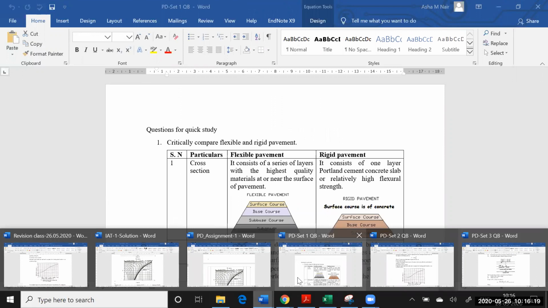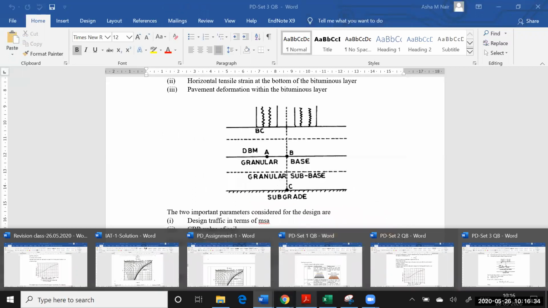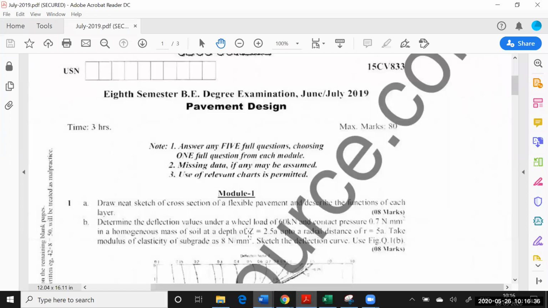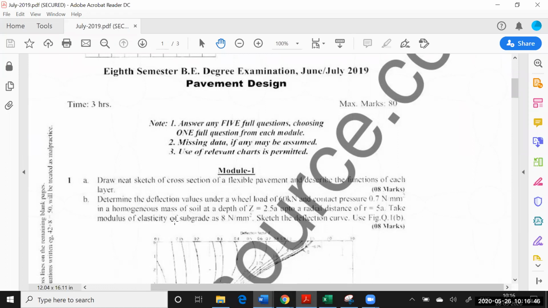In order to do this revision exercise, I have thought of taking one question paper, the July 2019 question paper. With reference to that, I will be doing the revision sessions, so that you will also get a grip on how exactly the question paper is. I know there is a lot of uncertainty for students about whether the charts will be provided and all those things. So let us see the first question that is coming from module 1.